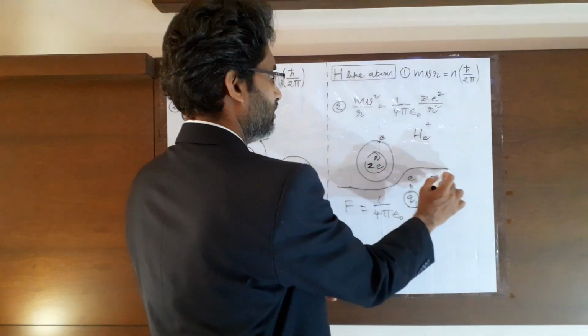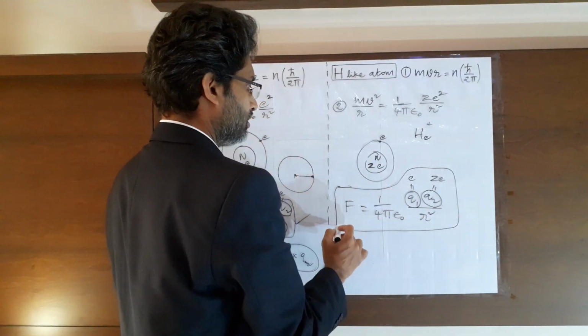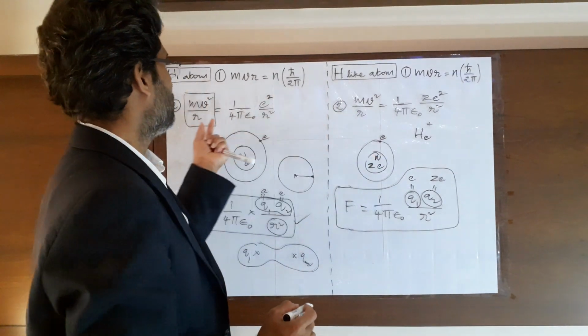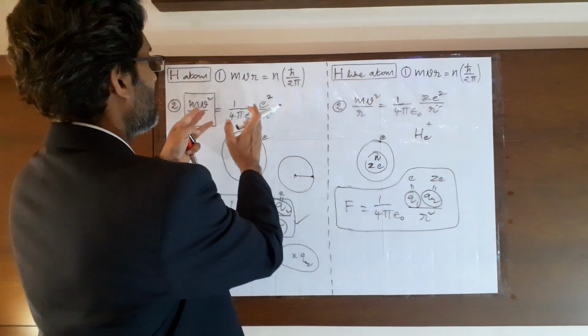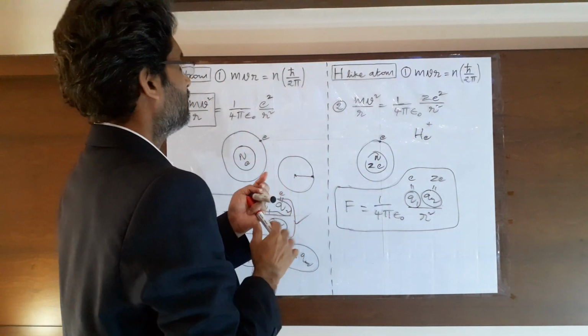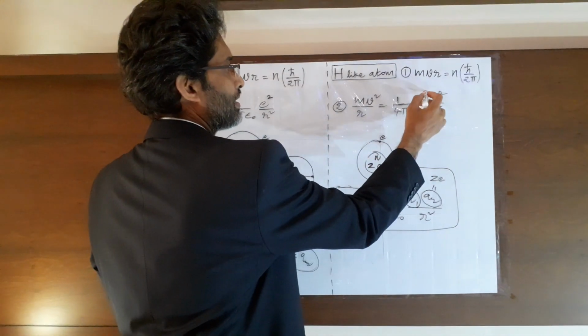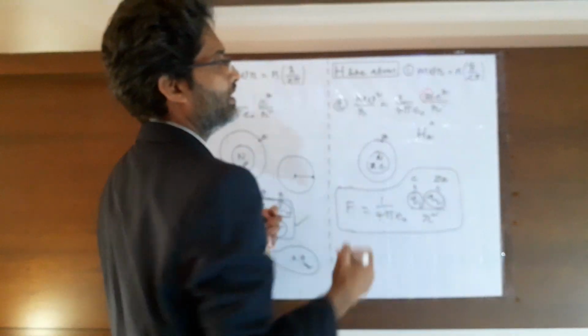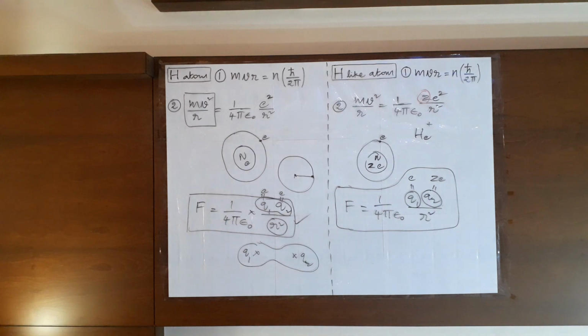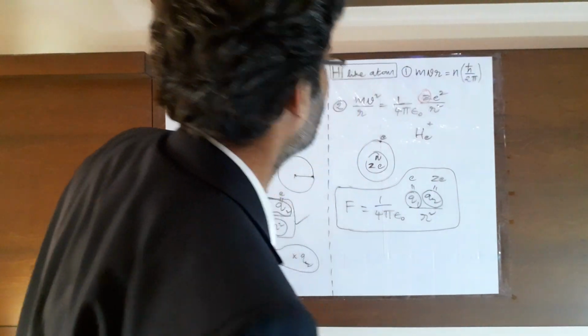Again the same formula. The only difference between the hydrogen atom and the hydrogen-like atom, in the centripetal force, is that there is one extra factor, Z, that we are including, right? Check, have a glance at that, right?